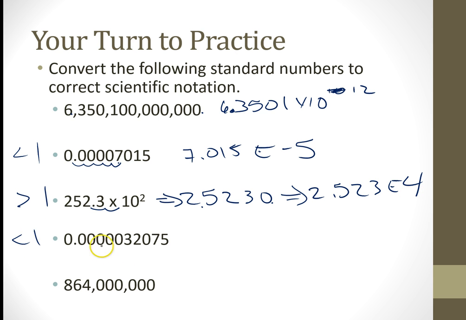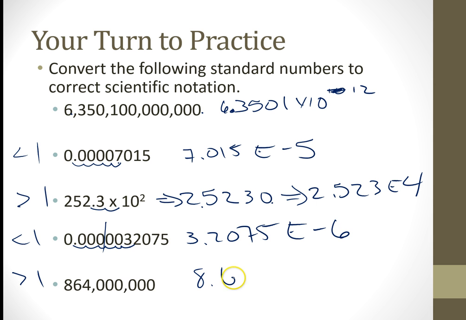This one's less than 1. Put the decimal there, 3.2075 e to the negative 1, 2, 3, 4, 5, 6. Is that right? 3, 6. Yep. Negative 6. And then the last one's greater than 1, 8.64 e to the 8.